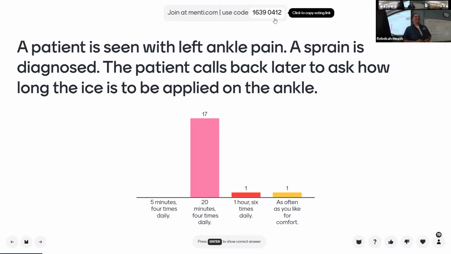Do you do the ice and heat thing? It depends on the injury. Right.